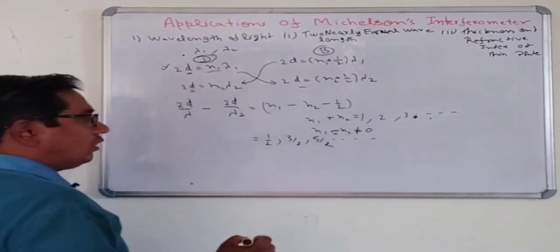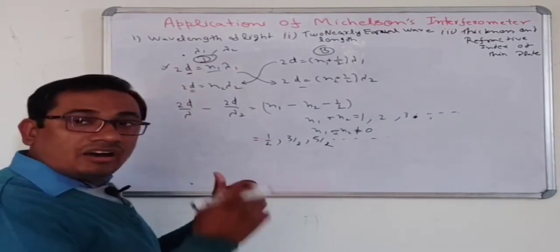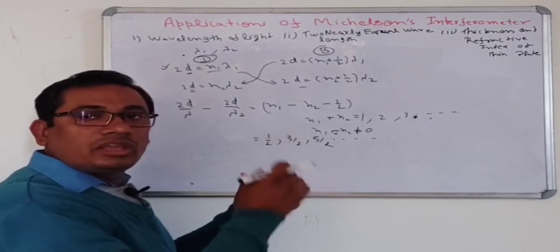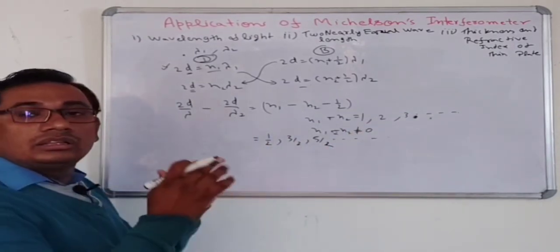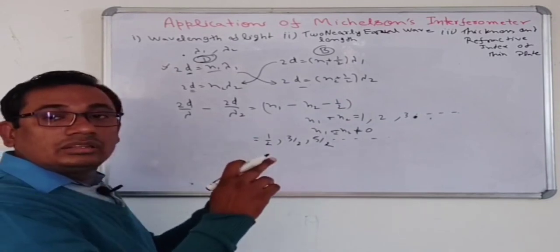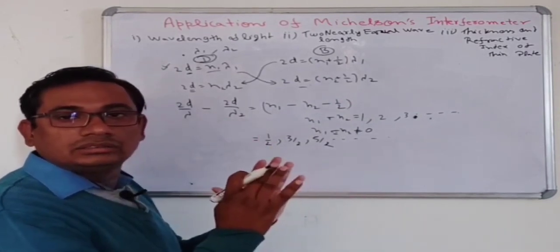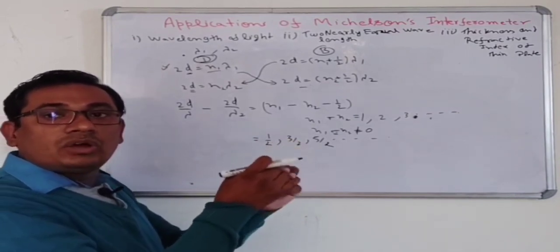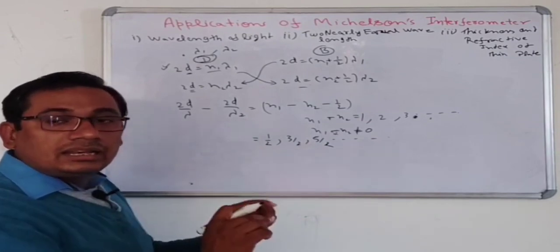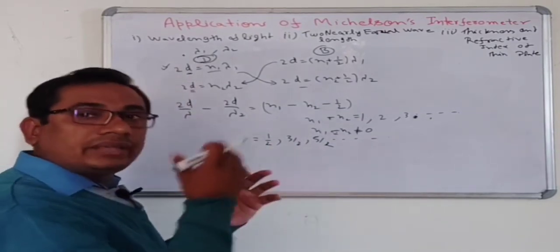Now you can see that when the value is of the order of half, like 3 by 2, 5 by 2 and so on, at that condition the fringes will disappear. Now further you change the value of d, so what is the next condition? What will be the appearing condition?